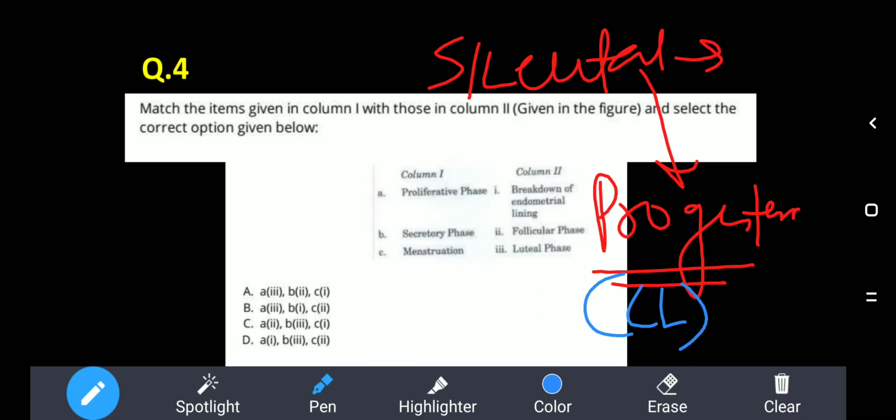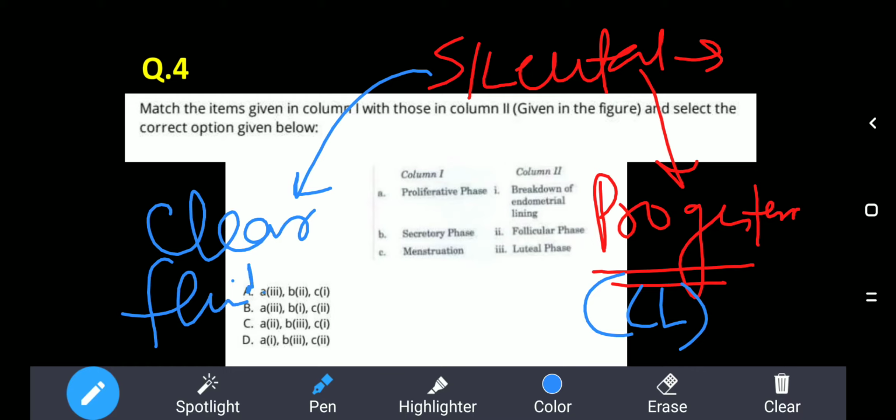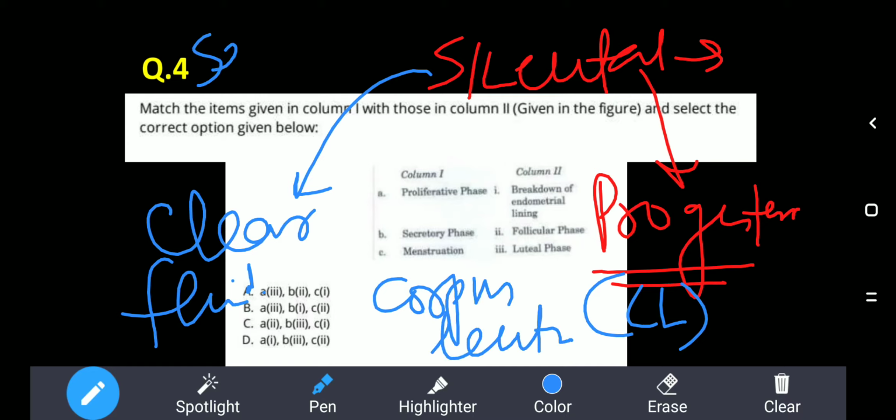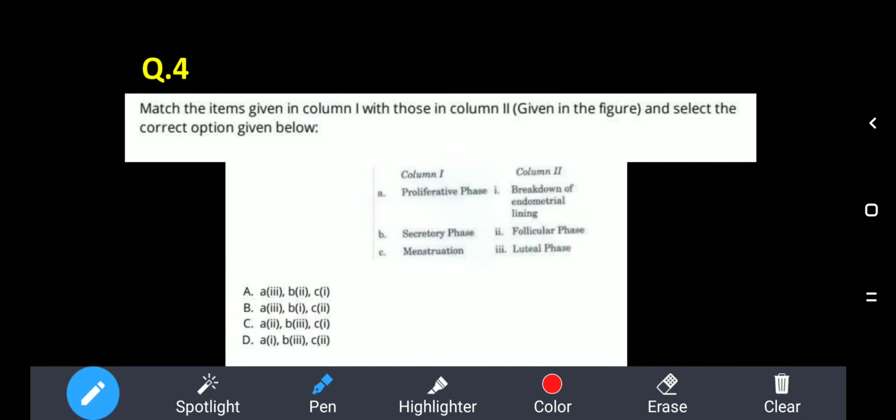And then we also have secretion of a clear fluid. So it is the corpus luteum that is doing the secretion of progesterone. So luteal phase, secretory phase. I hope everyone is getting it. Next one, if I see, is the luteal phase. We're done with that.